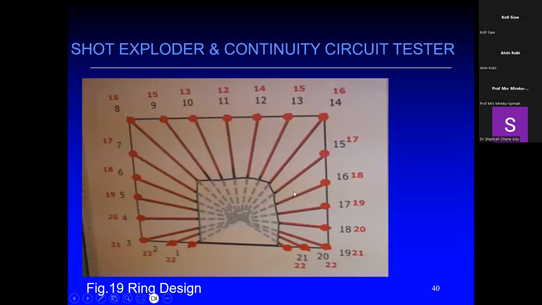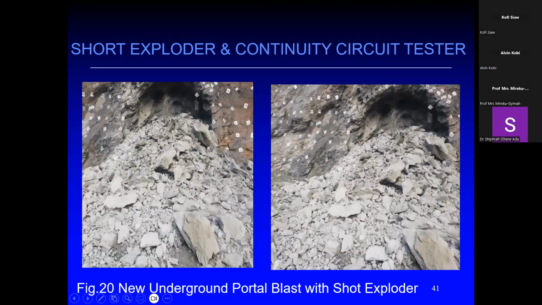Now we have a typical underground mine. We have the ring design, which is used. We have the boreholes here with the delays at the top. So this is the ring design, which was done in the mine. You can see our device was first used for the first underground portal blast at the mine. So we can see the fragmentation, which is here. They are opening a new portal, and our short exploder was used in order to carry out this first blast over here.